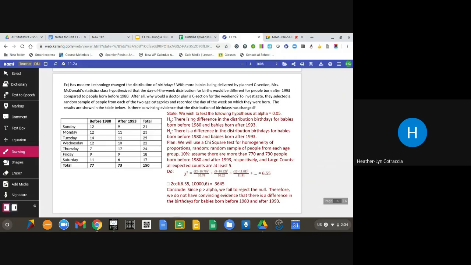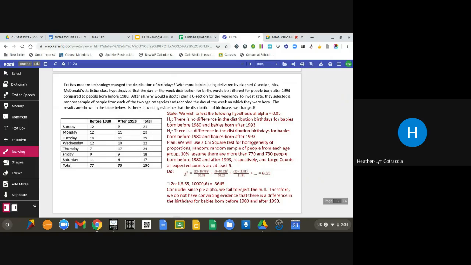Your null is that there is no difference in the distribution of birthdays for babies born before 1980 and babies born after 1993. And then your alternative is that there is a difference in the distribution. So you can see here it is in context. This is my no difference. This is my difference.